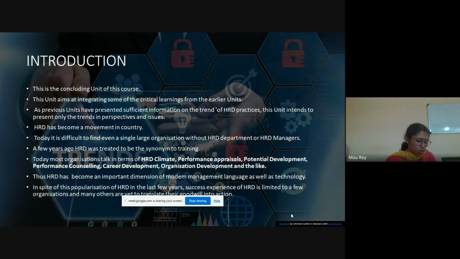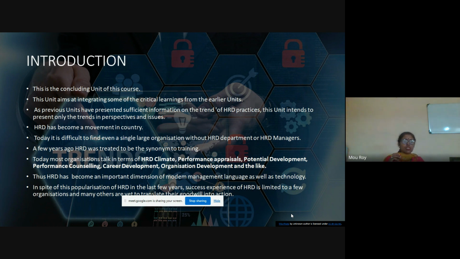This is the concluding unit of this course, and it aims at integrating some of the critical learning from the earlier units we have discussed. As I told you, there were personnel office functions, then we learned about induction and placement, staff training and development, motivation and productivity, employee motivation, job enrichment, career planning, counseling, training programs, performance monitoring, appraisal system, transfer, promotions, discipline, grievances, salary administration, employee benefits, and gender and other sensitivities in hospitality and tourism.